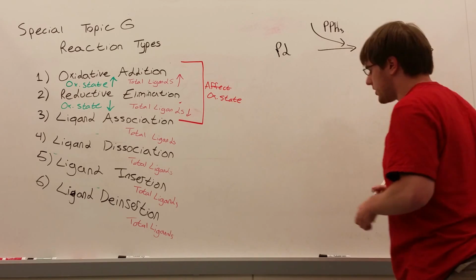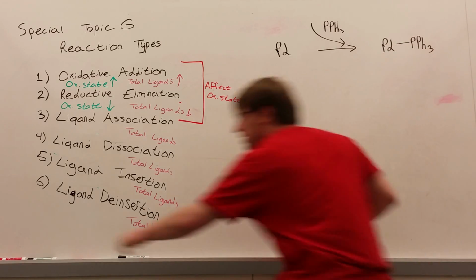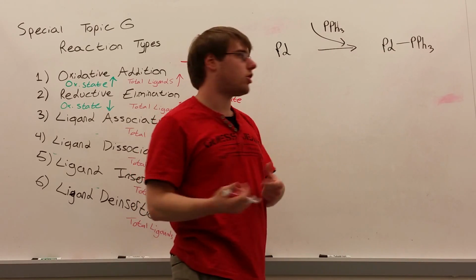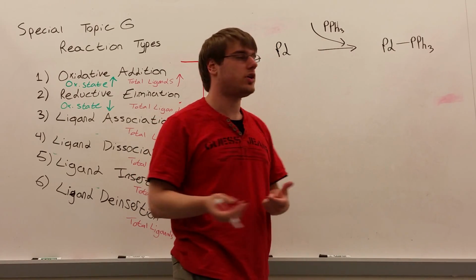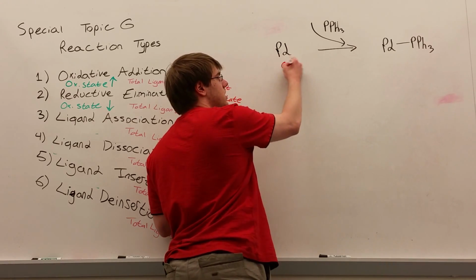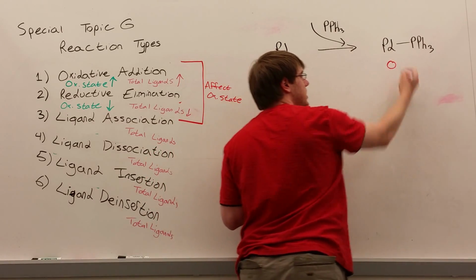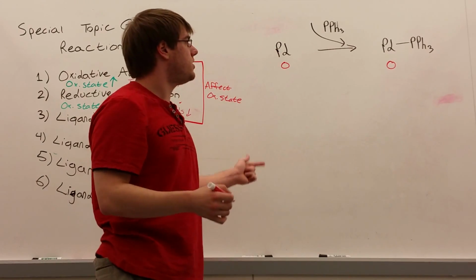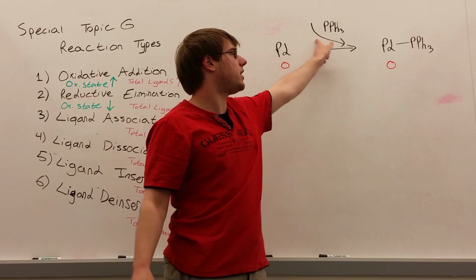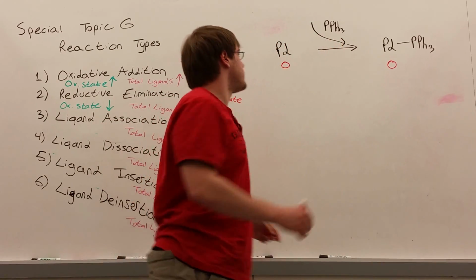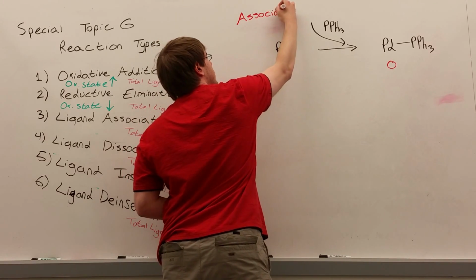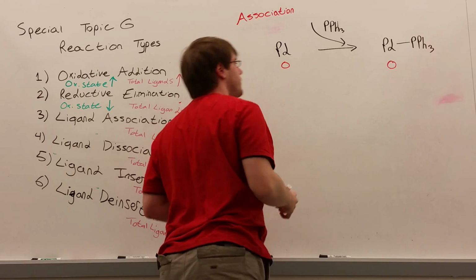Now let me ask you, did the oxidation state change? It did not, because PPh3 does not have a charge associated with it like hydrogen, carbon, or halogens. So the oxidation state here is 0, and the oxidation state here is still 0. All I did was add a ligand to the metal, and that's all that happened. So over the arrow, I see a ligand coming in. So this is an example of ligand association, because a ligand is now associating with my metal.